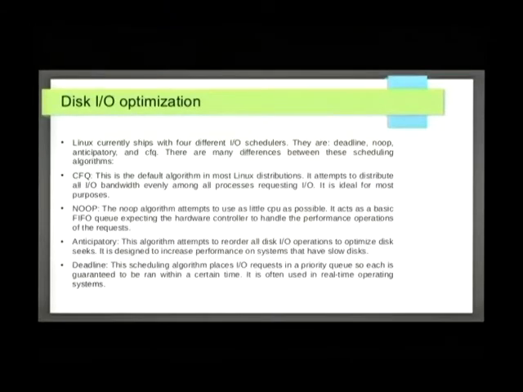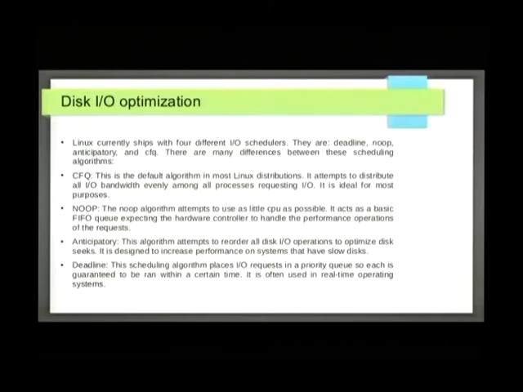Then when we are talking about disk I/O optimization, all Linux distributions ship with 4 different I/O schedulers. They are deadline, NOOP, anticipatory, and CFQ. There are many differences between these scheduling algorithms. The default scheduling algorithm is CFQ. This is default in most Linux distributions.